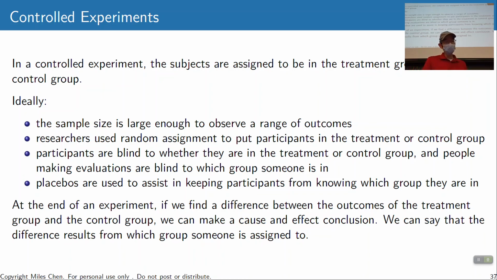Okay. And so if there's somebody making an evaluation, that person shouldn't know, oh, this person is getting actual medication or this person's getting placebo, okay? And so in that case, if both the participant and the person making evaluations don't know whether they're in the treatment or control group, we call that a double-blind study.